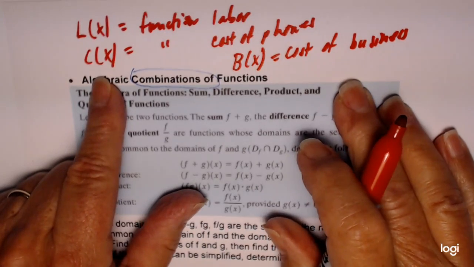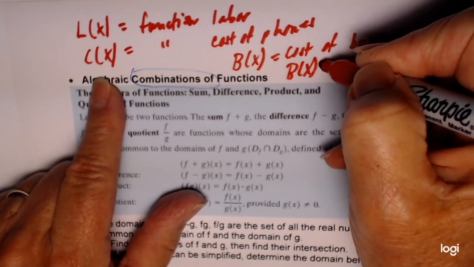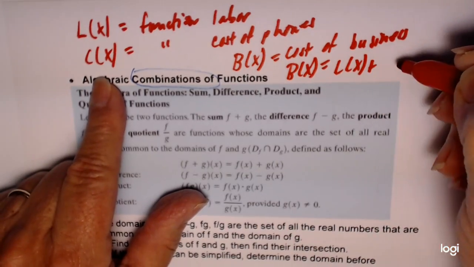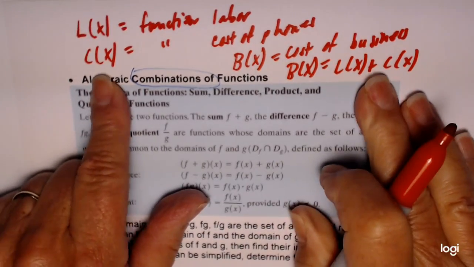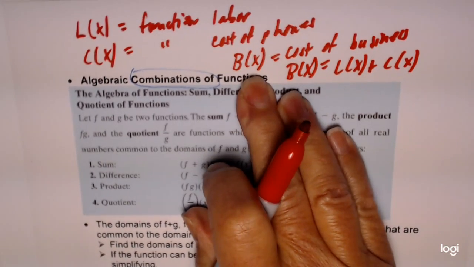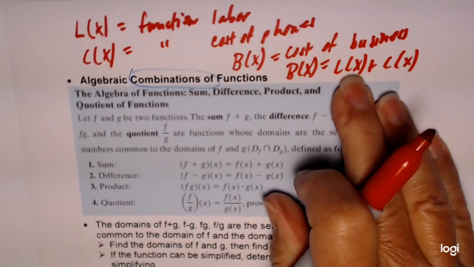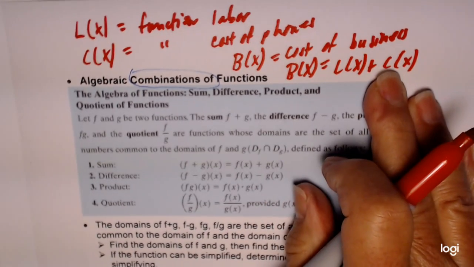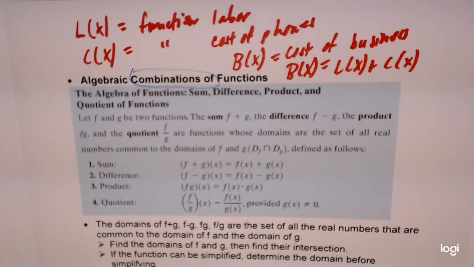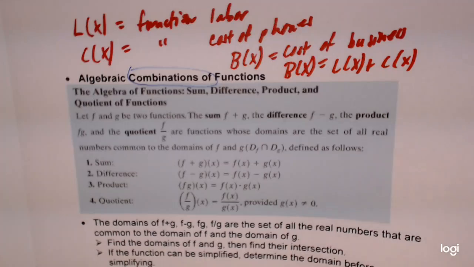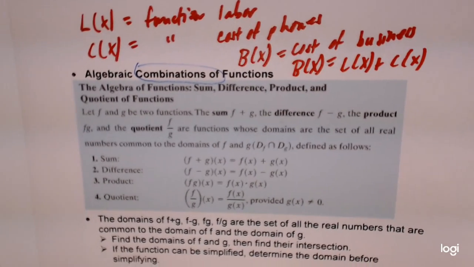Well, your cost of business, your B of x, is going to be your L of x plus your C of x. So you could create this third function here, B of x, and say, just take the two functions I already have and add them together. Obviously, there's other scenarios we could come up with, but just to point out, yeah, this is something that would be useful. In a business situation or other situations where you have a number of functions and you are able to combine them so that it gives you one function, one equation that you use to get to the answer you want.